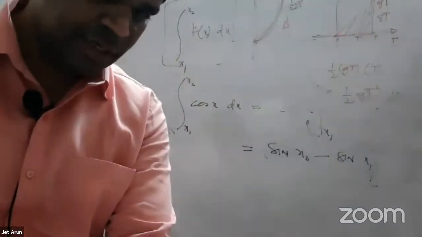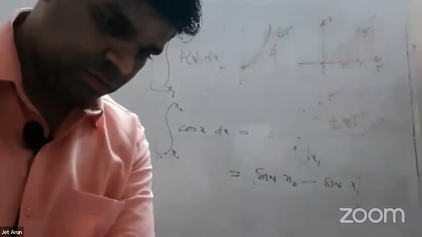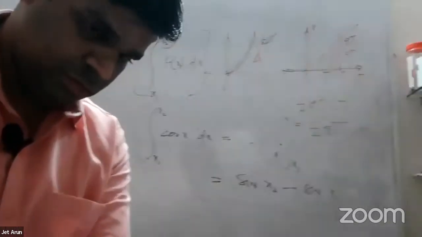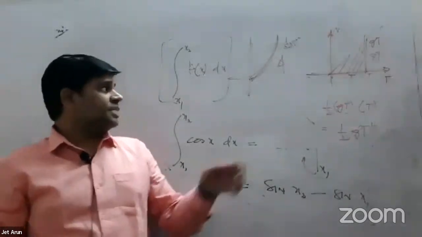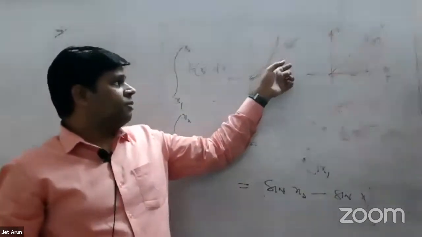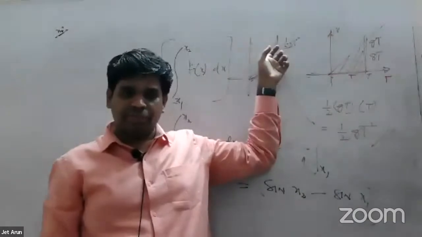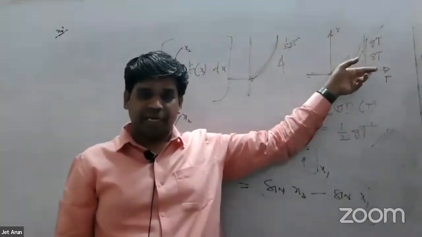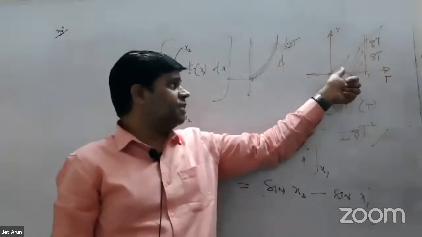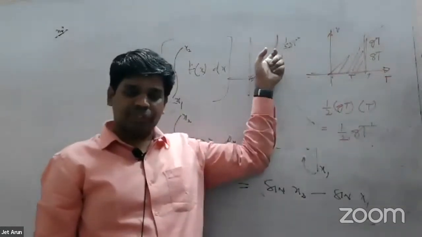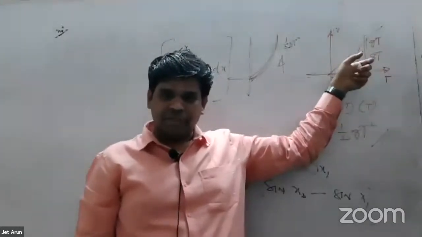So if I want to extract this information from the VT graph, information about displacement from the VT graph, I find out the area. All right. Yesterday I told you that area is giving me information about this one, but slope of this one is giving me information about this one.